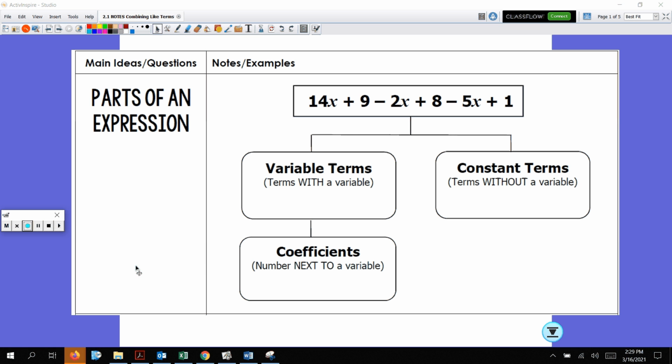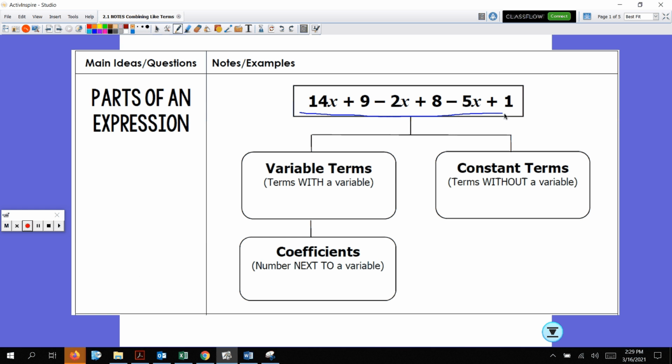All right, today's lesson is lesson 2.2 on parts of expression. Really what we're doing here today is that we're going to be combining like terms. So that is the title of these notes, combining like terms. First off, I have a ginormous expression up here at the top of the page.